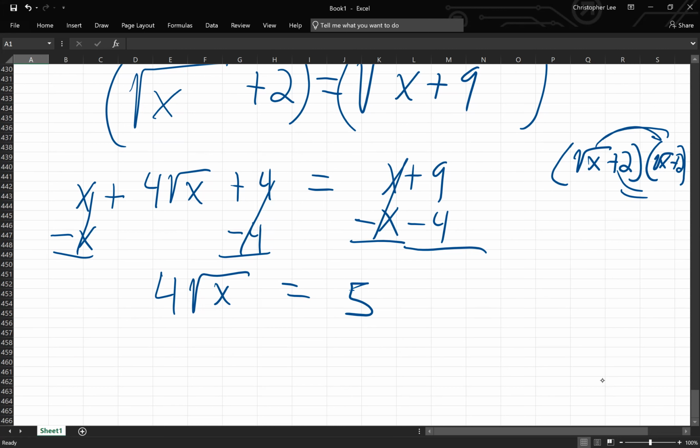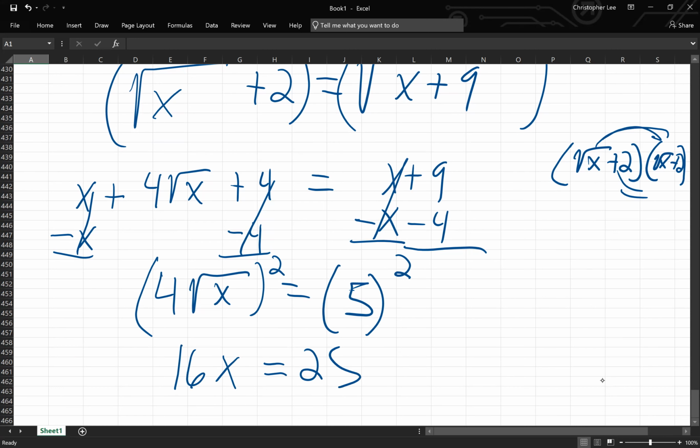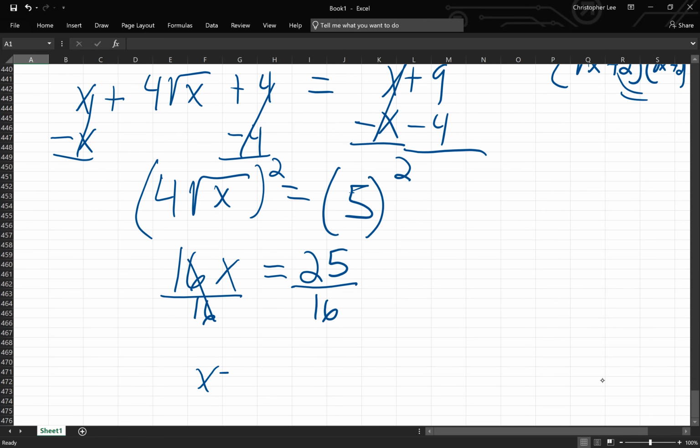After this, I have 4 square root x is equal to 5. Just square both sides. So now you have 16x is equal to 25. Then just solve for x, right? So I'm going to divide by 16, or do the one side to the other. And that's it. Make sense?